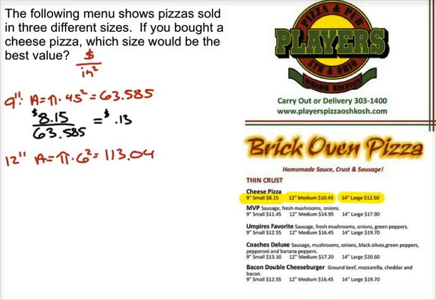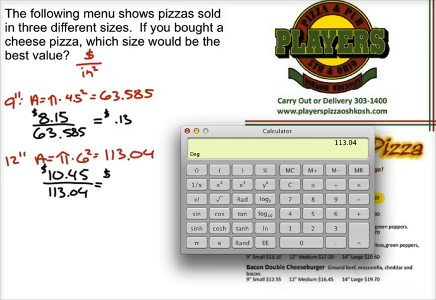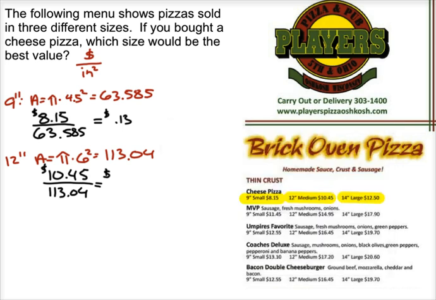And now I need to figure out the cost. The cost for this one is $10.45. I'm going to divide it by the area of 113.04, and that'll give us our cost per square inch. $10.45 divided by 113.04. If I round this off to the nearest cent, it is 9 cents per square inch.